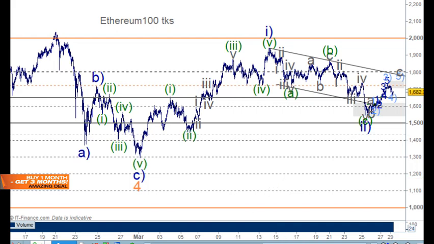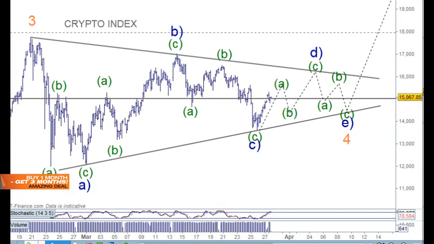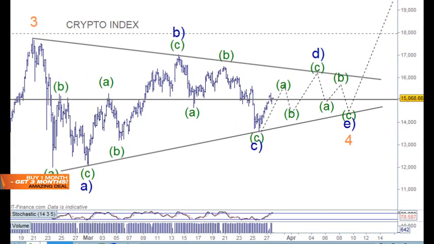I can get it for the crypto index, and I might just bring the crypto index up first, if that's okay, because it takes a balanced view of what's going on. They're all slightly different. First of all, we're from wave 3 here. We definitely got an A and a B and a C down here. We've got that for Bitcoin and Ethereum, and it shows up here.